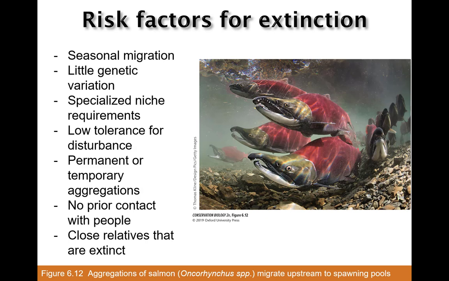And if we have that, and especially when those happen in particular areas, those species then become a little bit more prone towards extinction, because if that one area where they aggregate is impacted, or predators, humans or otherwise, congregate and are in large numbers in that area where they aggregate, then they can be adversely impacted. No prior contact with people. We've obviously talked about that before. Essentially, if they haven't developed a fear of that, they're way prone to over-harvesting. And then close relatives that are extinct is also a factor.